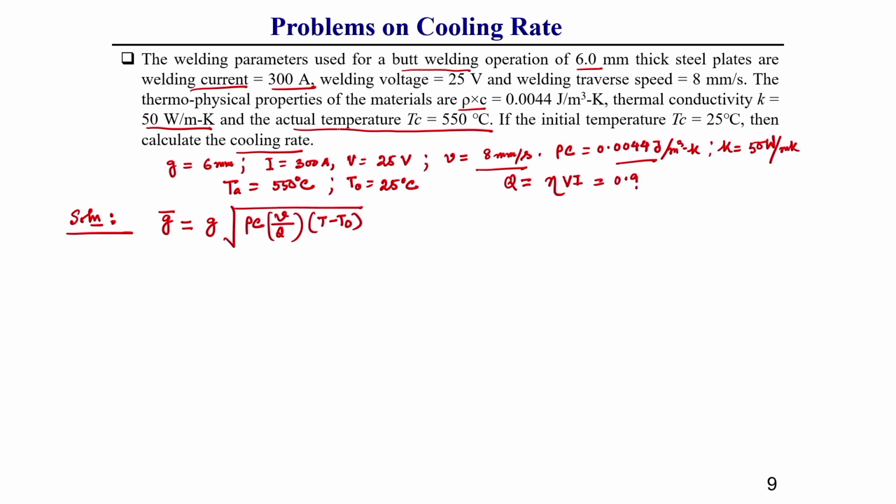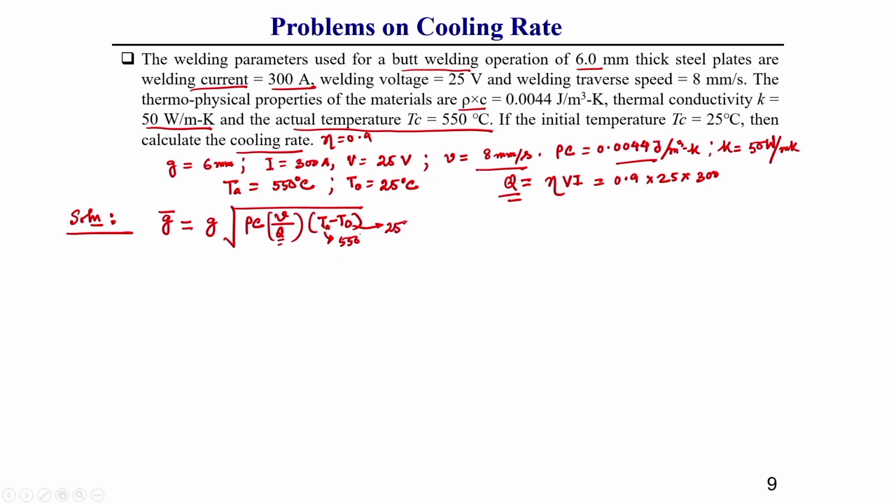So, here eta is equal to 0.9. For 0.9 thermal efficiency, the voltage is given as 25 volt and the current is given as 300 ampere. This will give you the Q value. You put this Q value here, and T is the actual temperature, 550 degree centigrade, and T0 is equal to 25.